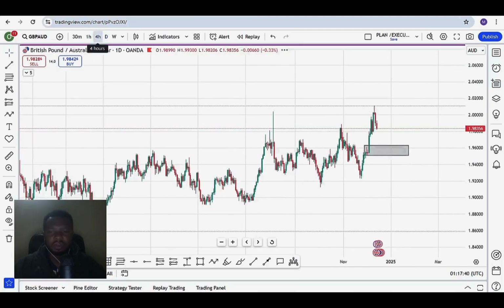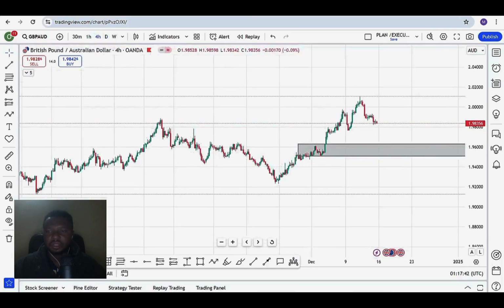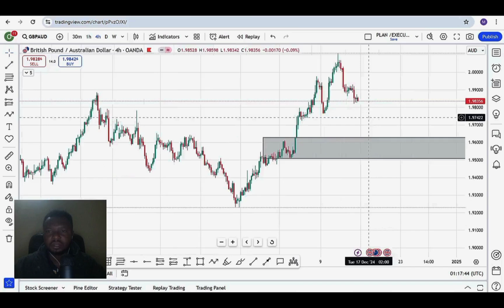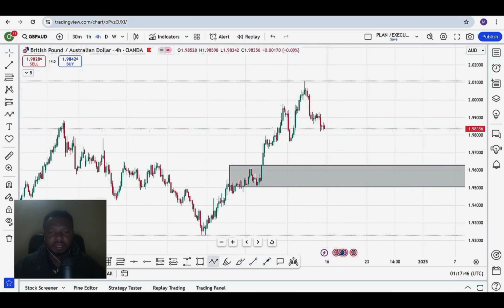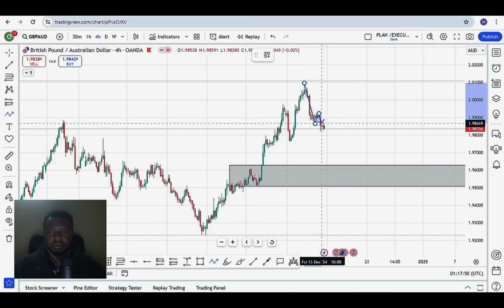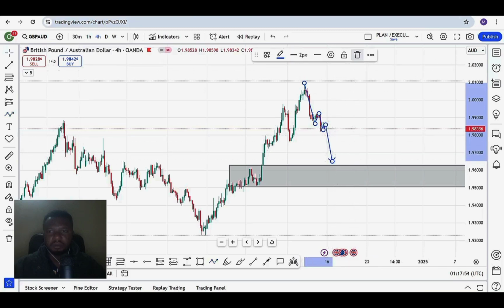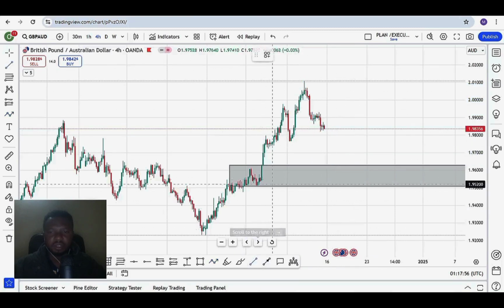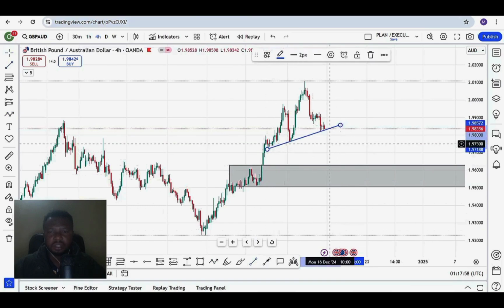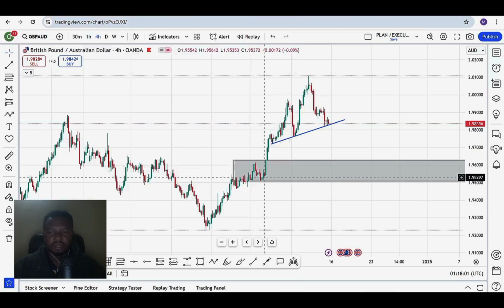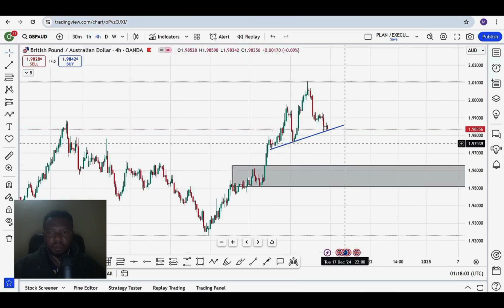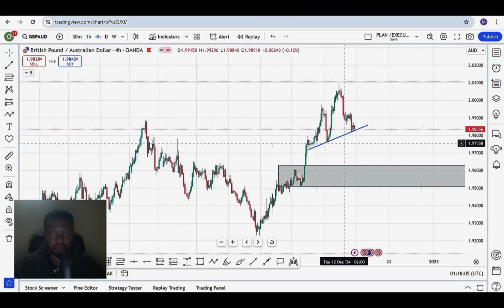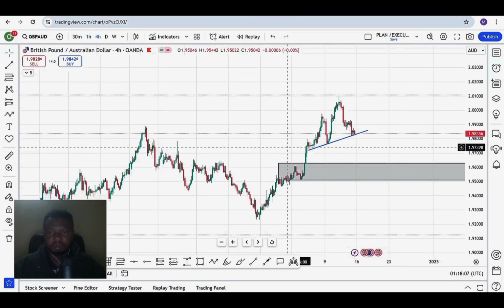So moving to the 4-hour time frame, as you can see, price is currently moving to the downside. Price is printing lower highs, very lower highs. So we are expecting price to push to the downside. We have this trend line liquidity resting below this demand zone. So GBP AUD is going to be an interesting pair to look out for this week.